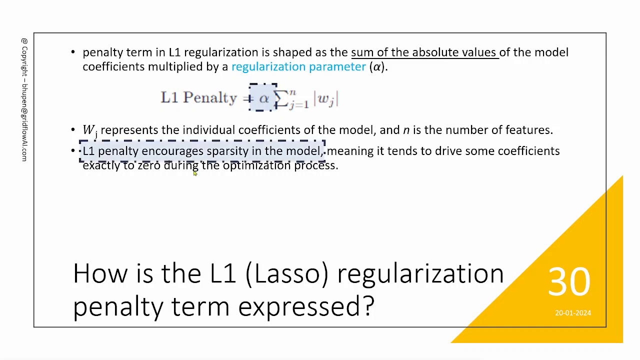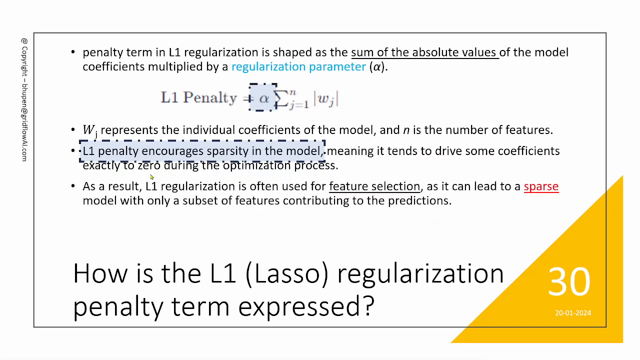Now, I've also boxed this particular sentence: the L1 penalty encourages sparsity in the model. This also needs explanation, which I'm going to do in the subsequent slide. Essentially, because of this penalty term, the coefficients which are overfitted without the regularization will get optimized, or might get closer to zero. Now, these two points need further clarification or elaboration, which we will do in the next slide.